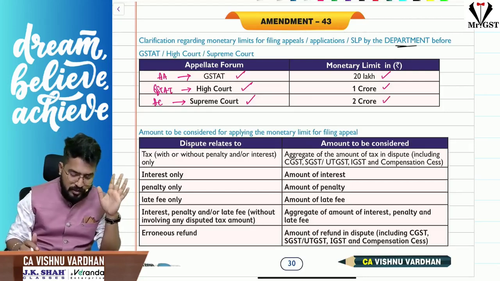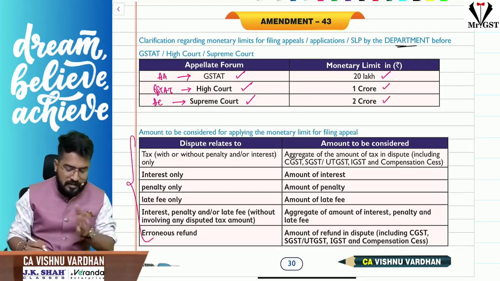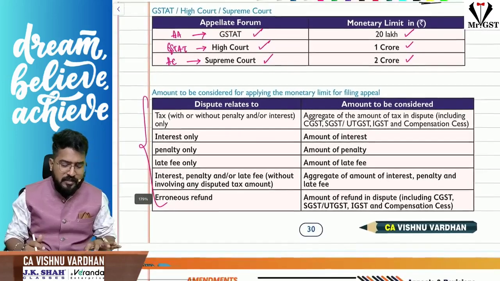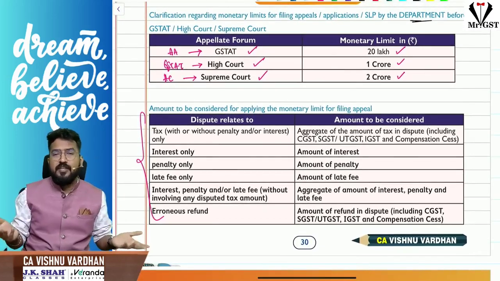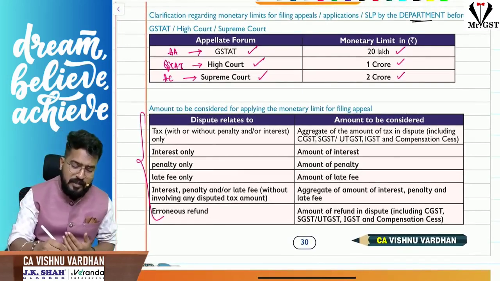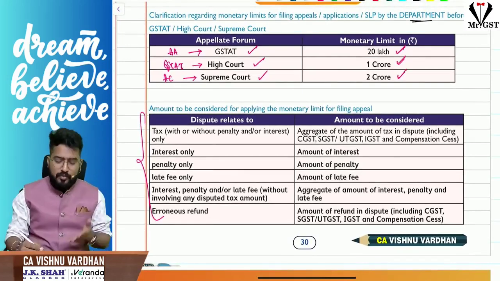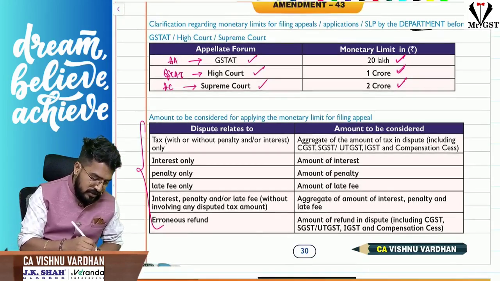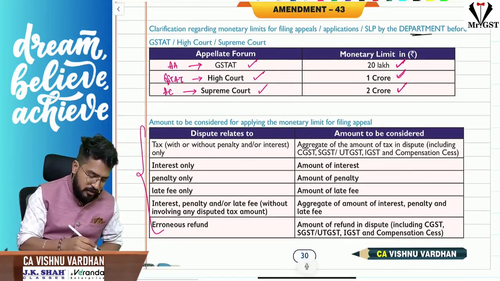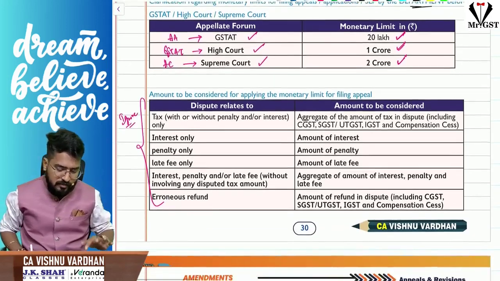Otherwise, you cannot. And they have given some silly explanation here for that. Amount involved means whatever the amount in dispute is, that much if you calculate, it should be 20 lakhs, 1 crore or 2 crores. For that they gave some silly explanation, so you can straight away happily ignore it. I also gave that table with over excitement, otherwise not required.